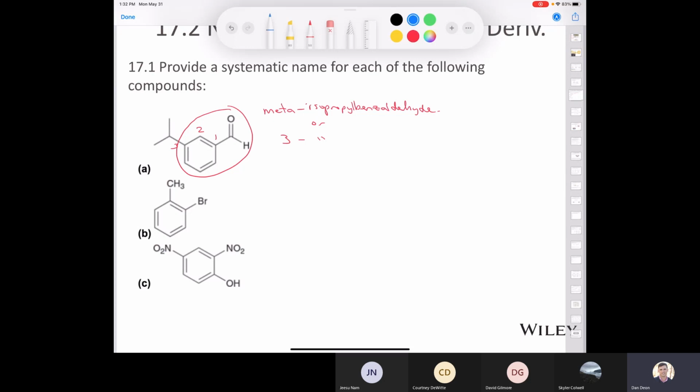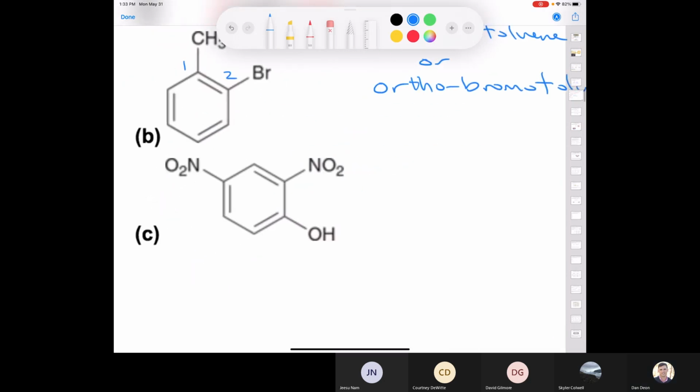The next one, we've got a toluene in here, don't we? Yes, we've got a toluene. So you could call that 1, 2. So we could call this 2-bromotoluene. Or you can call it ortho-bromotoluene. What about the last one? What's the parent in the last one?